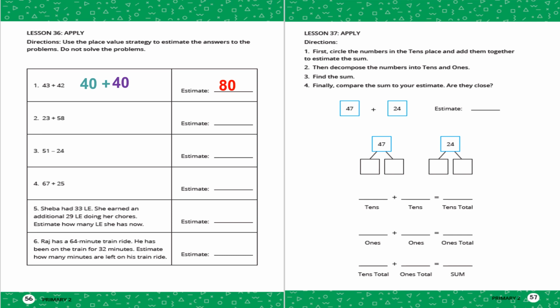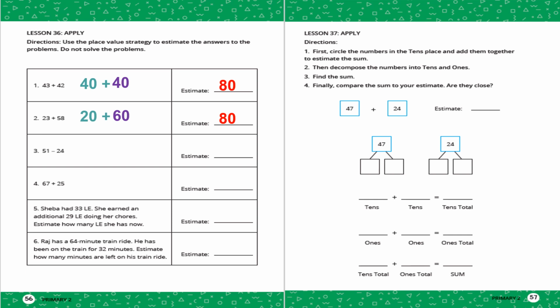23 plus 58. Let's estimate 23. 23 is between what and what? Between 20 and 30. Look at ones. Ones is 3. 3 is less than 5. So 23 will be 20. 58. 58 is between what and what? Between 50 and 60. Ones is 8. 8 is more than 5. So we will go to the next door. So 58 will be 60. 20 plus 60 equals 80. Number 3.